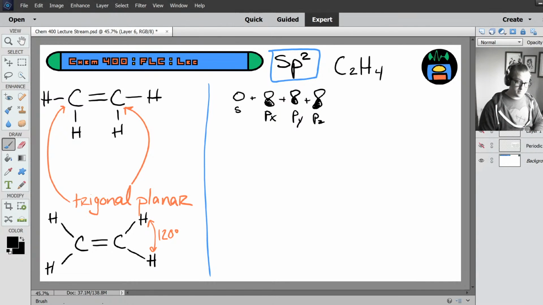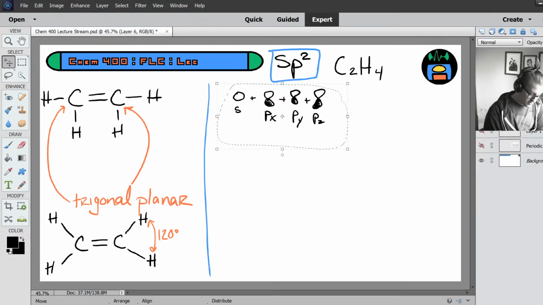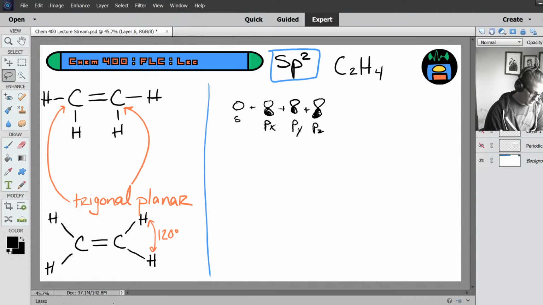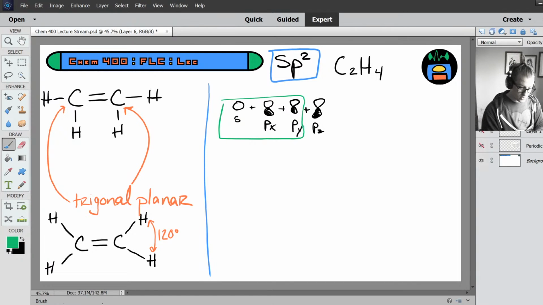All right, px, py, and pz. Now for this hybridization, what we're going to do, I'm just going to scoot this down. There we go. For this hybridization, we are only going to combine our s orbital with 2 other p orbitals, all right? So we are going to take an average of these 3, and what we're going to get out the other end is 3, because we are hybridizing 1 s together with 2 p's.